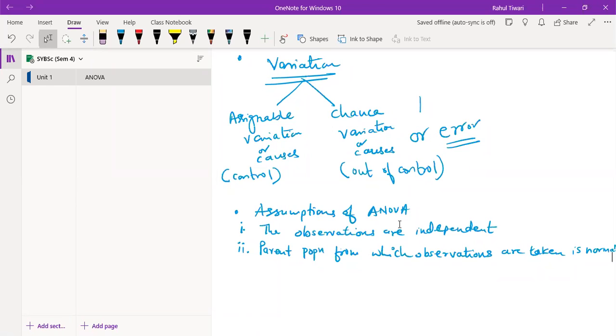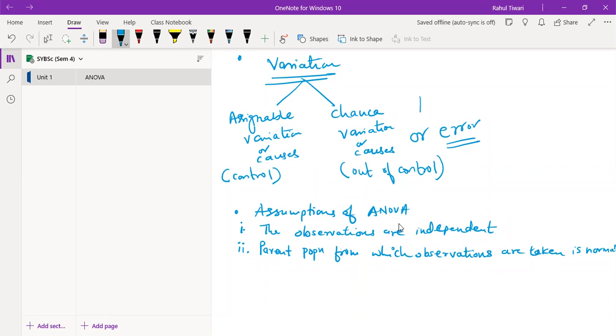These are a few diagrammatic presentations of the data using which one can check whether the data selected from the parent population really follows normal or not. So this is the second assumption.